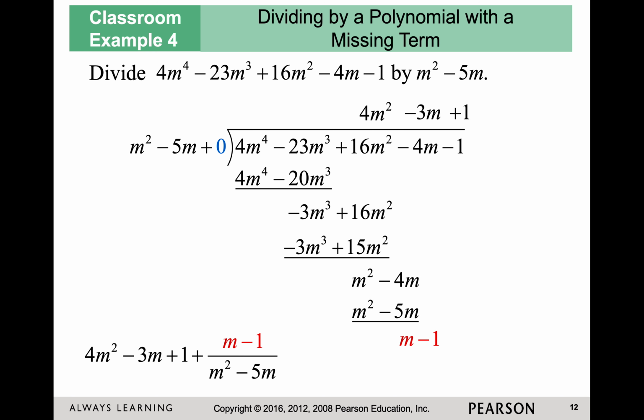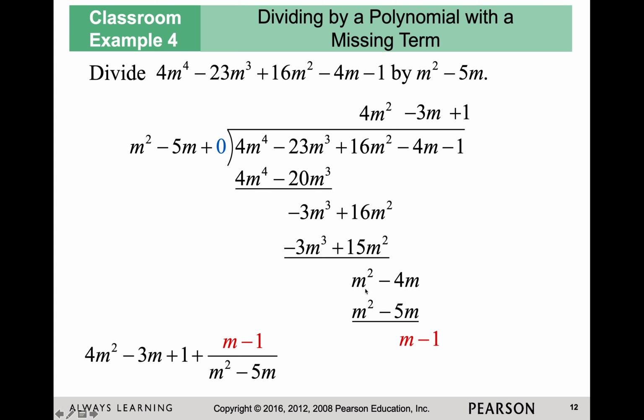So if I was tackling this via long division, the closest I could get to 4m to the fourth minus 23m cubed would be this, because I would take this term and multiply it by 4. So I would get 4m to the fourth minus 20m cubed. So that's where this is coming from. Then I'm going to subtract them, and I'm left with this 3m cubed. I'm going to bring the 16m squared down. The closest I can get to this would be if I multiplied by 3m. And so if I multiplied by 3m, this is what I would get.